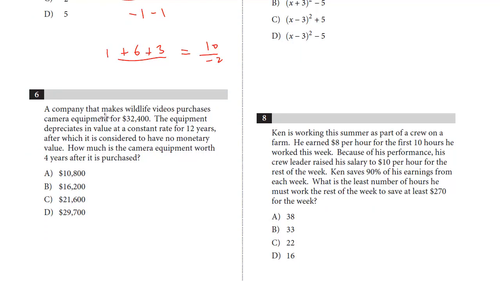A company that makes wildlife videos purchases camera equipment for $32,400. The equipment depreciates in value at a constant rate for 12 years, after which it is considered of no monetary value. How much is the camera equipment worth 4 years after its purchase? This is just linear, straight line depreciation. And this question I don't think is difficult, but it takes a little bit of arithmetic, and this is the no calculator section.